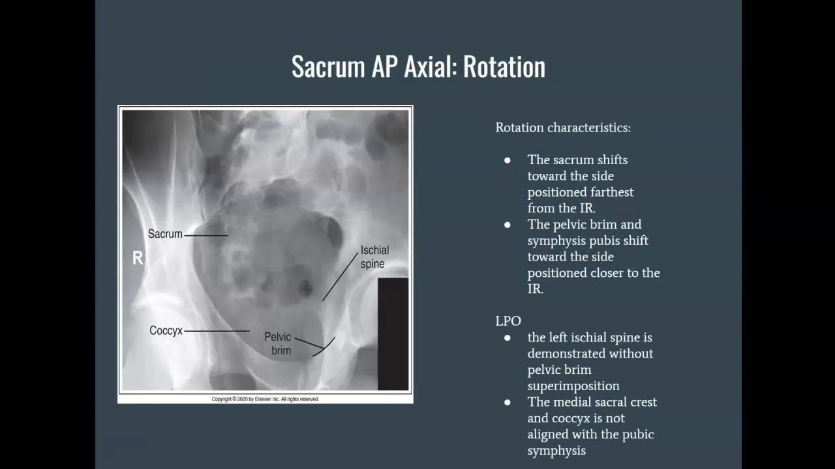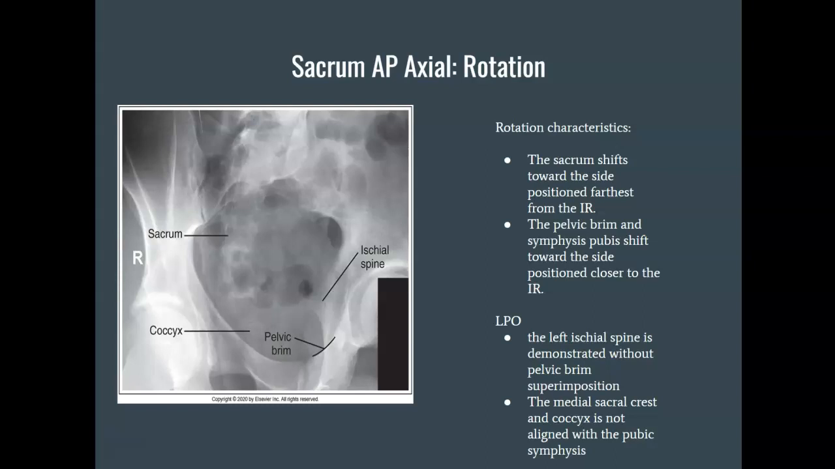So let's talk about rotation because it is an infamous misposition that we all tend to do with our patients. In an AP axial projection, there are certain characteristics that help us determine whether there is rotation in this sacrum projection. In an AP projection, the sacrum will shift towards the side positioned further away from the IR. As you can see, the sacrum is towards the right side of the patient.